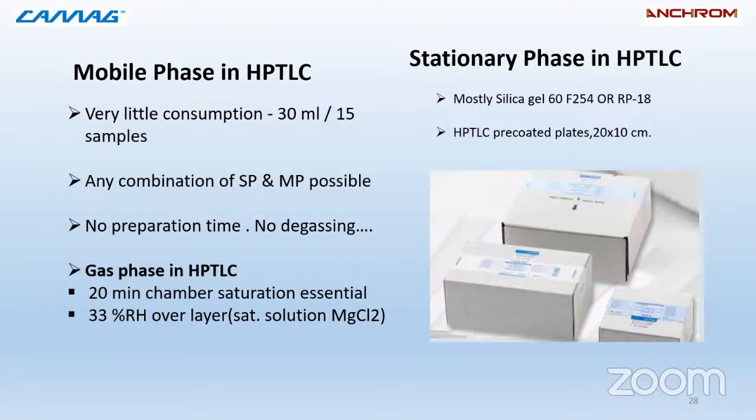Now, if we talk about stationary phases in HPTLC, mostly silica gel 60 F254 or RP18 plates are used, which work for most of the samples, 90 to 95% of the samples. And we have ready-made HPTLC pre-coated plates available, in sizes of 20 by 10 or 20 by 20 centimeter, or we can cut them accordingly as per our requirement or depending on the number of samples.